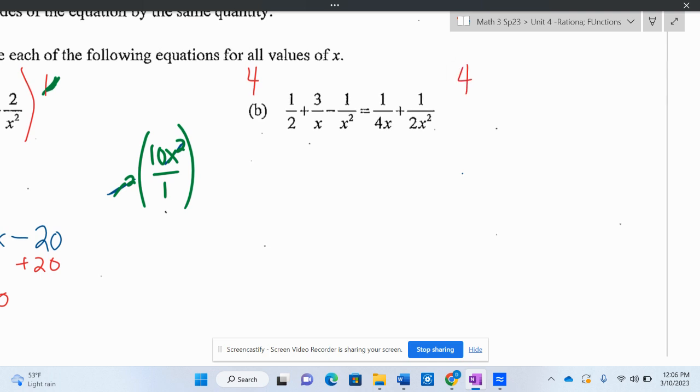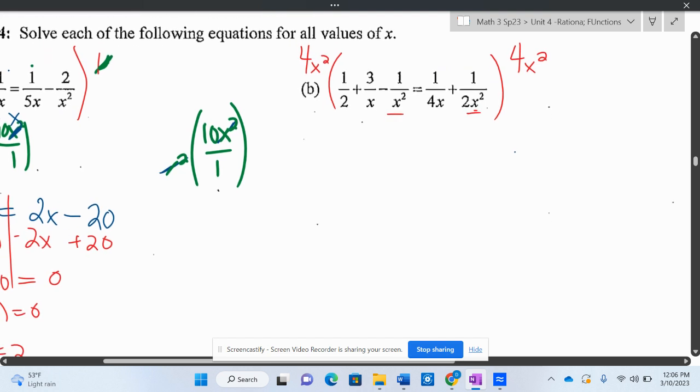What is the largest power in my variable terms? X squared. So I'm going to multiply both sides by 4x squared. If I don't multiply by the x squared, then I won't be able to get rid of those guys right down there. Okay. All right. So let's talk about what this means.